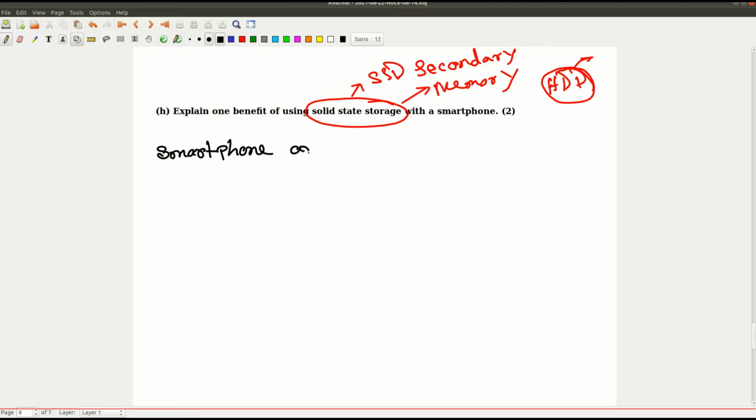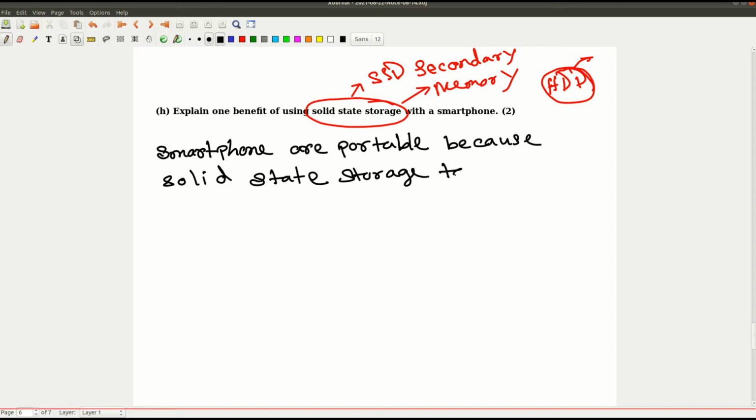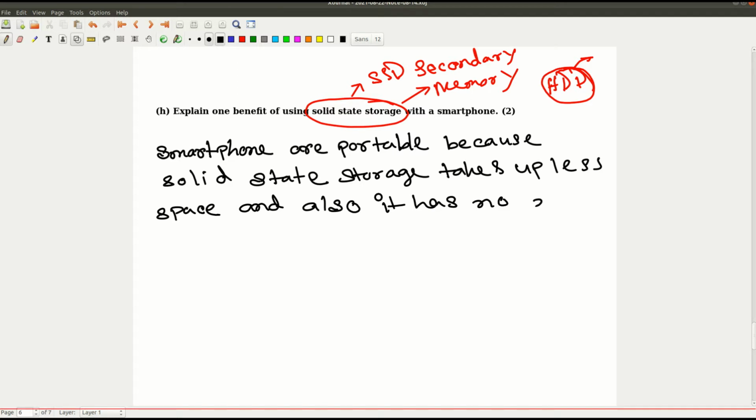Smartphones are portable because solid state storage takes up less space and also it has no moving parts. So this is the answer to this question.